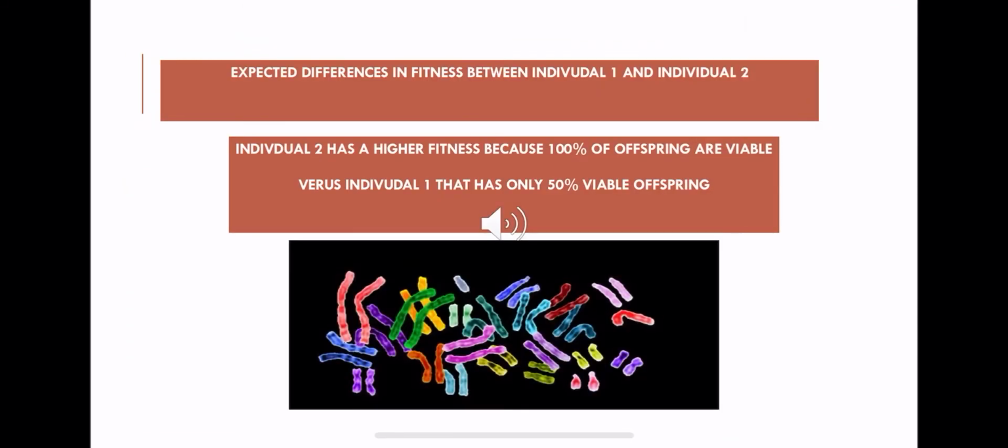When looking at the differences between individual 1 and individual 2, we notice that the main difference is the rate of viable offspring. Individual 2 has a rate of 100% viable offspring versus individual 1 that only has 50% offspring. Individual 1 underwent pericentric inversion, which had compensation due to the looping, and then their offspring had duplicate loci that made them not viable. Therefore, individual 2 would have a higher fitness.